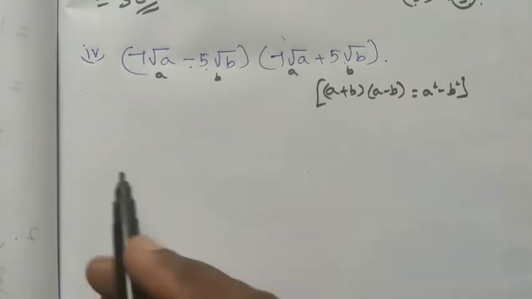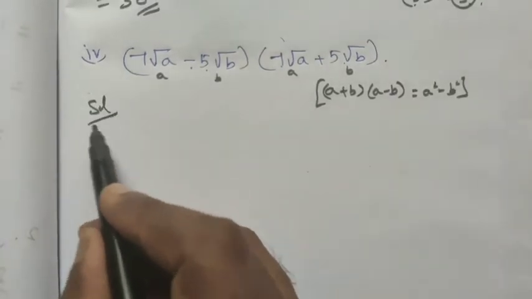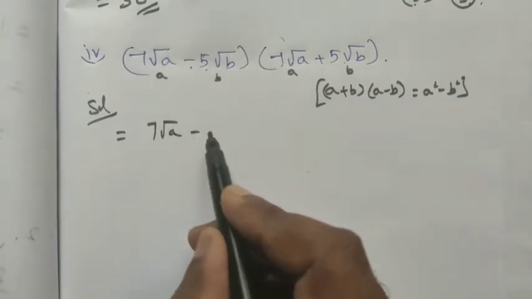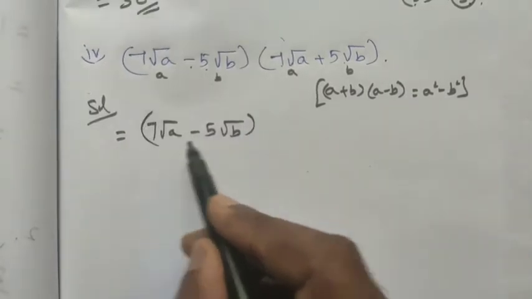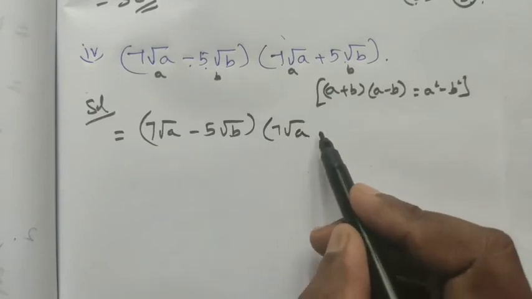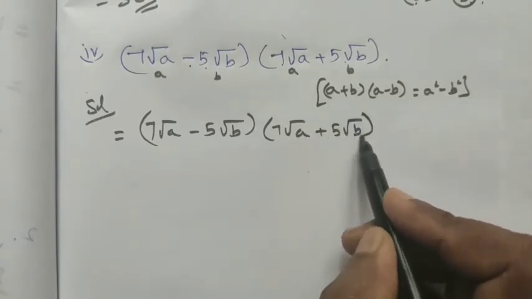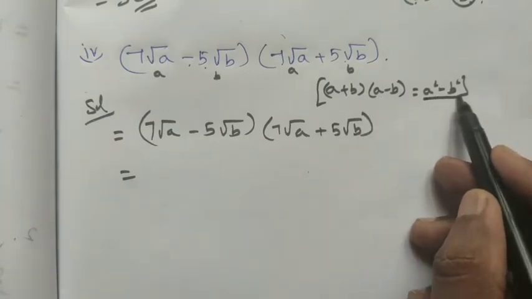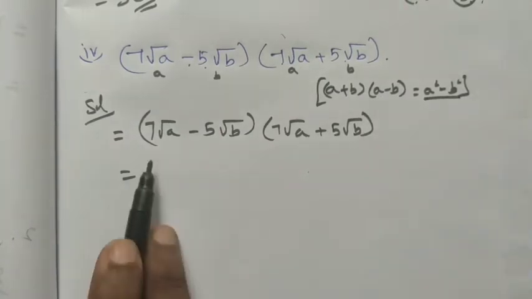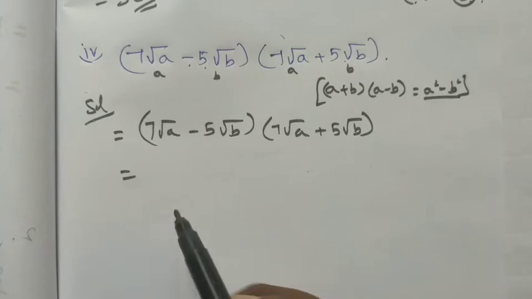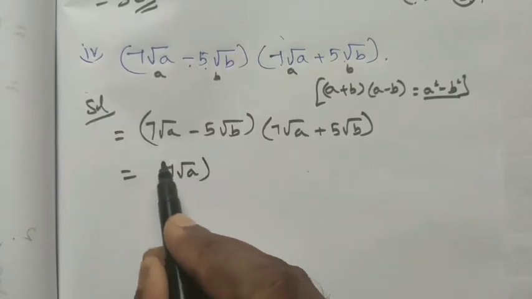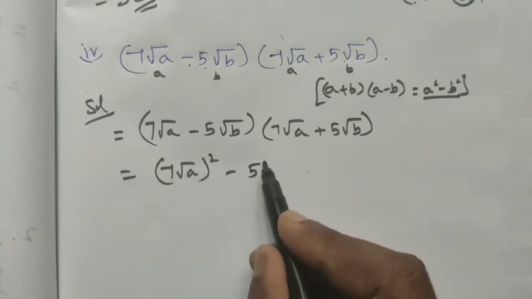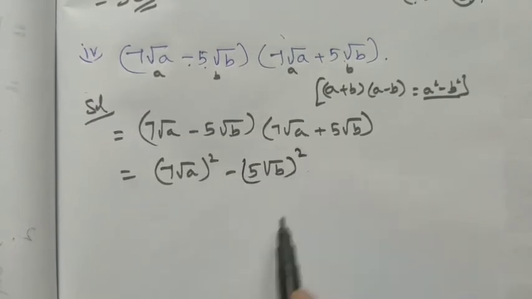So, using this identity, this term, 7 root a minus 5 root b into 7 root a plus 5 root b, is in the form a square minus b square. So, in the place of a is 7 root a whole square minus, in the place of b is 5 root b whole square.